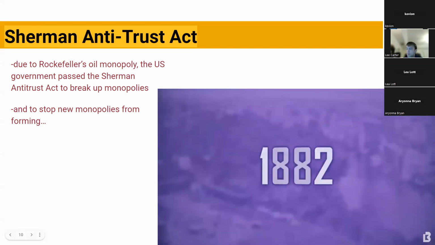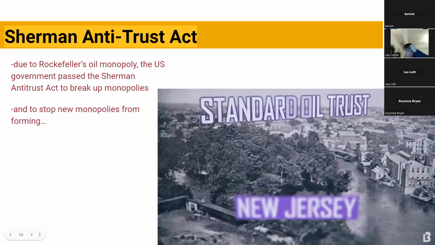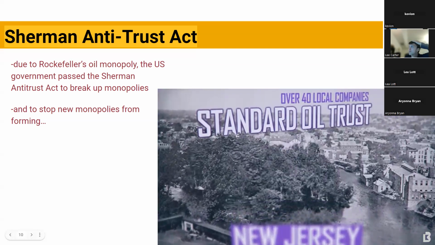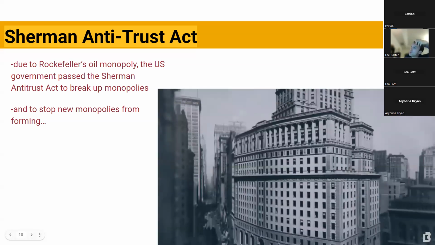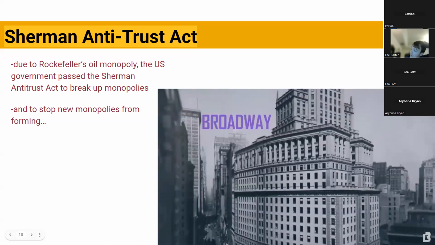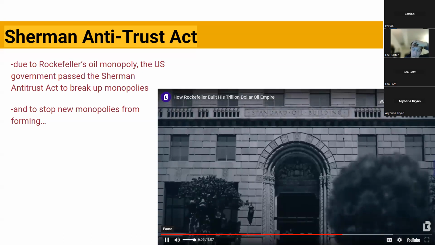In 1882, he reincorporated in New Jersey, this time creating the Standard Oil Trust, which in turn held stakes in over 40 local companies. Then, to showcase his success, John built an impressive headquarters for his company on Broadway. This moment was the high point of Rockefeller's Standard Oil.